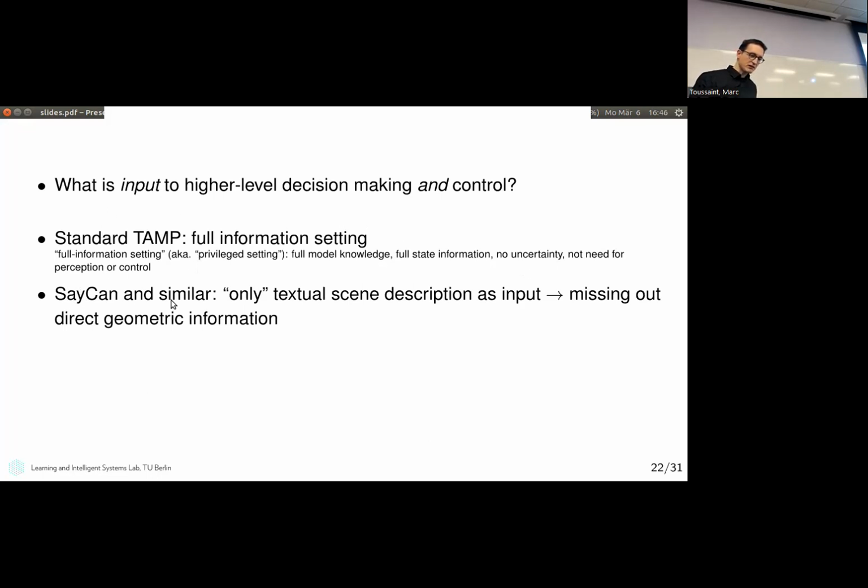In the existing LLM models, typically the input to high-level decision-making is just textual scene descriptions and so on. So it's missing out that direct geometric information, which our TAMP planning is pretty strong at accounting for. So the question is what kind of inputs we could learn to use for higher-level decision making, or also for these control methods, which exploit the 3D space and structure.